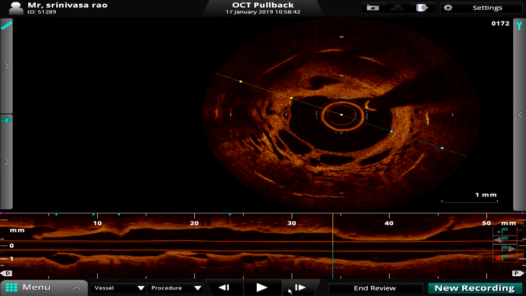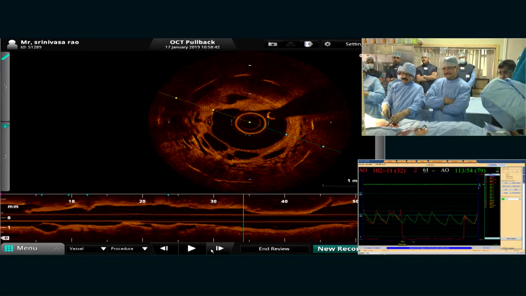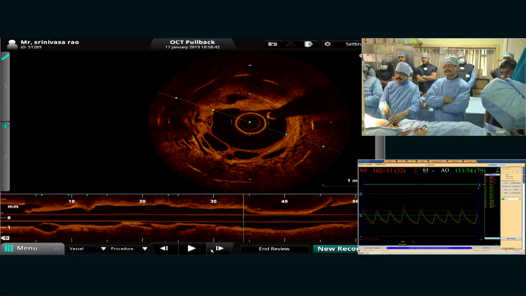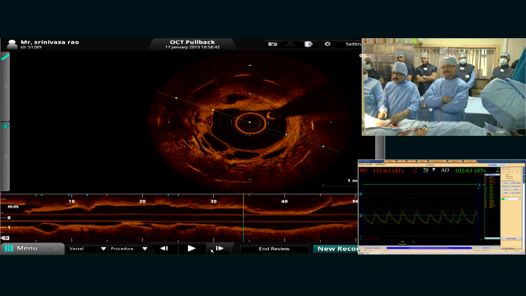Actually, the distal dissection on the OCT in the PDA has been covered with a 2.5 stent. That's what we have done here. We covered with the 2.5 with an overlap with the proximal segment of the distal stent. And after that, the flow is established in the PDA. Next. Now, our strategy is to do a drug-eluting balloon, DEB.